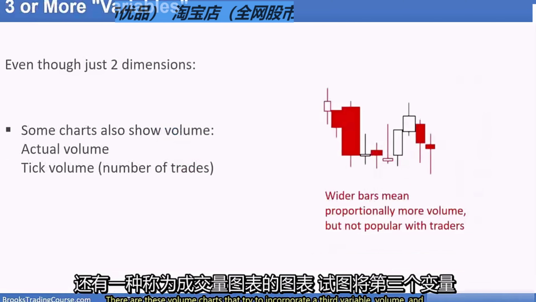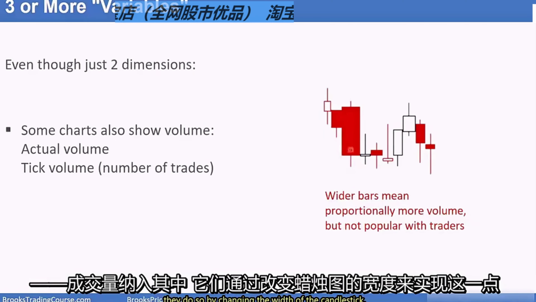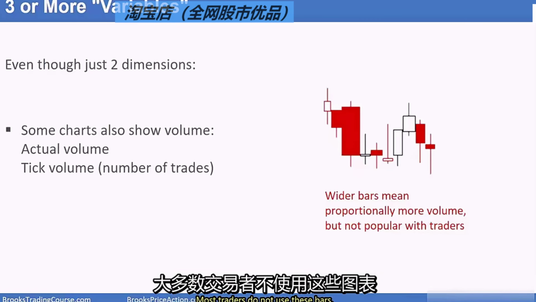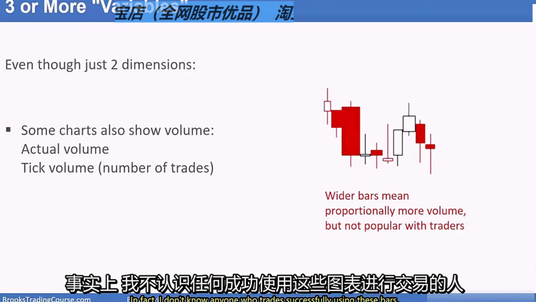There are these volume charts that try to incorporate a third variable, volume, and they do so by changing the width of the candlestick. So a wide candlestick has more volume than a narrow candlestick. Most traders do not use these bars. In fact, I don't know anyone who trades successfully using these bars.